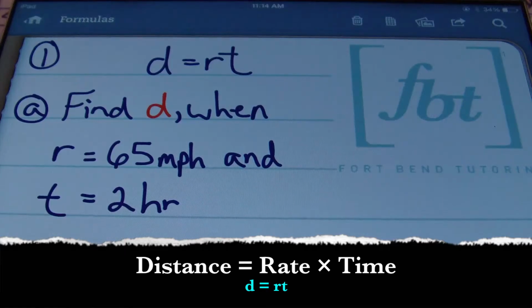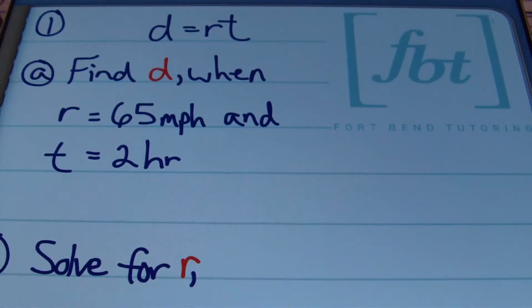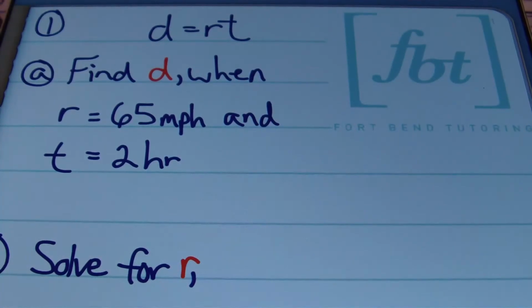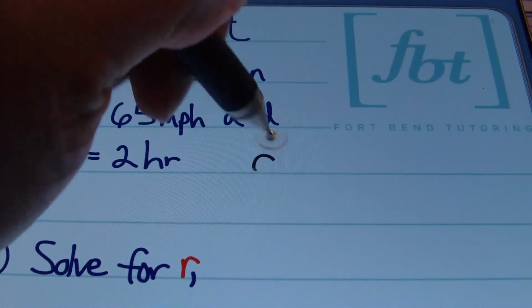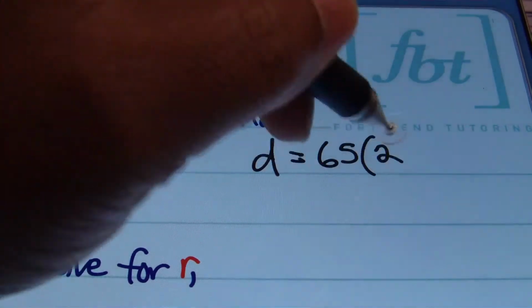And in part A here, they want us to find the distance d when r equals 65 miles per hour and t equals 2 hours. So part A is an evaluation problem. They want you to find out the value when given everything you need in order to solve for the variable. So here all we have to do is replace r with 65 and t with 2 to find out our result. So I'll rewrite the formula using substitution and end up with d equals 65 times 2.